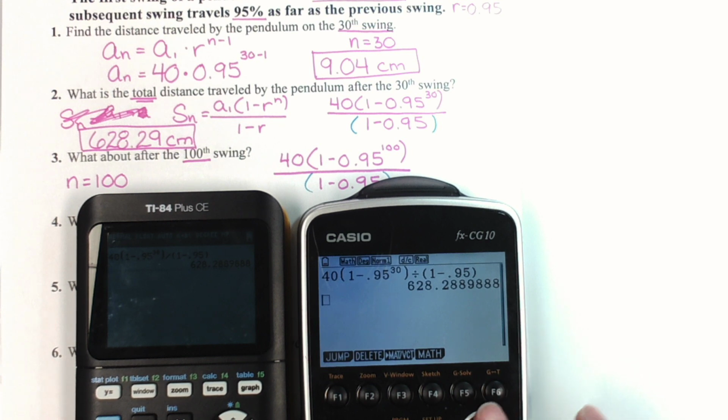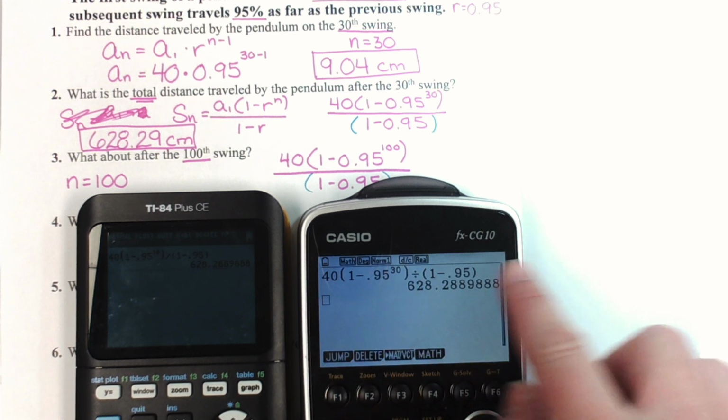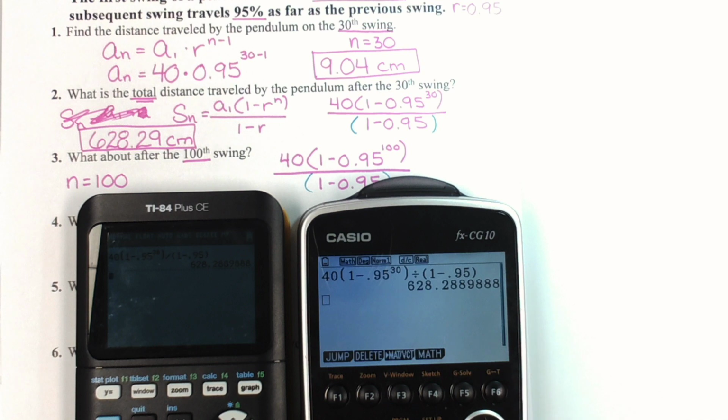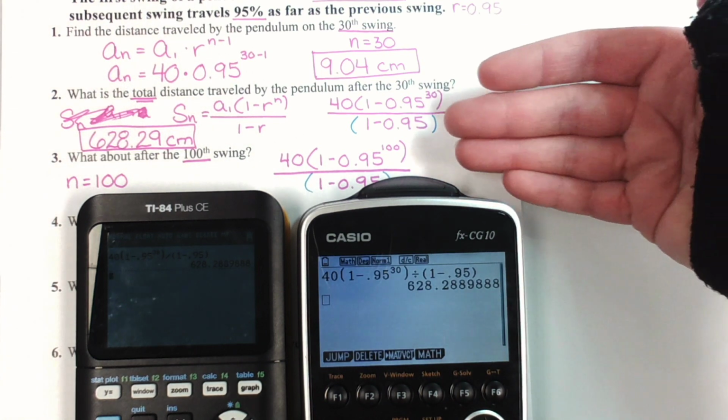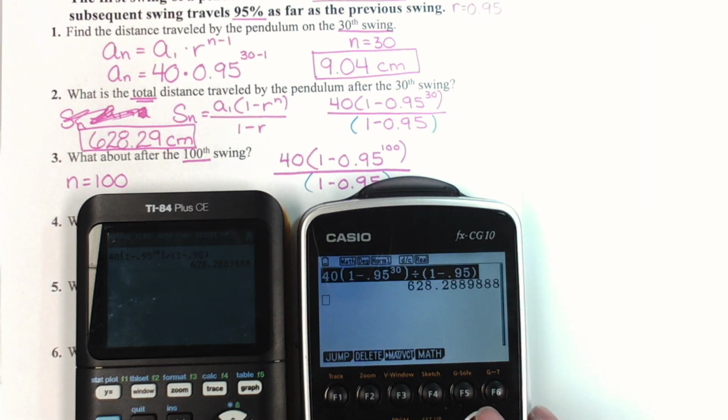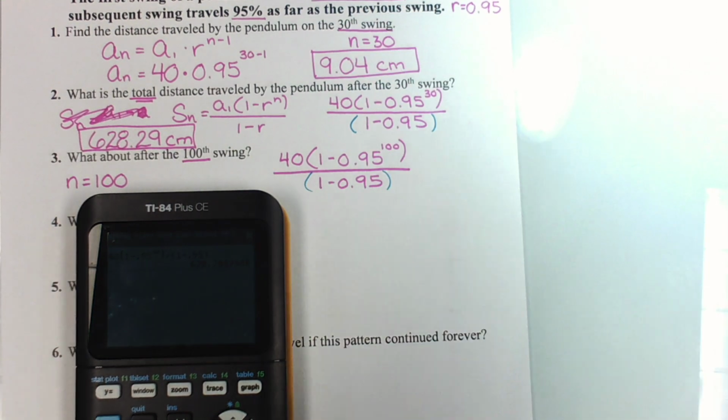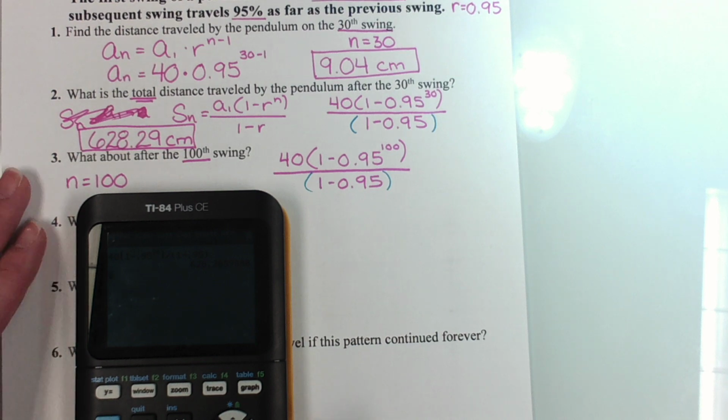Okay, on your Casios, if you want to change something in there, if you accidentally type something wrong, or in this case, we want to change the 30 to 100, you scroll up and click the left arrows, and you should be able to change that to 100. In the TIs, it's a little bit more challenging, but it's nothing too terrible.